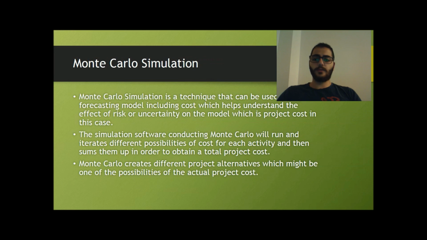Moving to Monte Carlo simulation, which is a technique that can be used in any forecasting model, including cost, which helps us understand the effect of risk or uncertainty on the model. The simulation software conducting Monte Carlo will run and iterate different possibilities of cost for each activity, and then sum them up in order to obtain a total project cost. Monte Carlo creates different project alternatives, one of which might be our actual project.